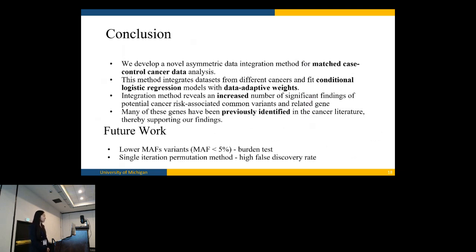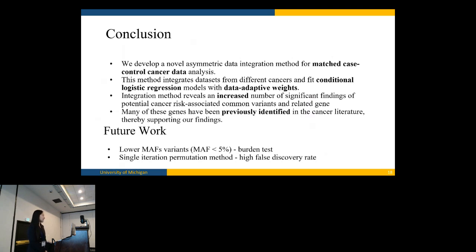We developed a novel asymmetric data integration method for matched case-control cancer data analysis. This method integrates data sets from different cancers and fits conditional logistic regression models with data adaptive weights. The integration method reveals an increased number of significant findings of potential cancer risk associated common and related genes. Many of these genes have been previously identified in the cancer literature, thereby supporting our findings.